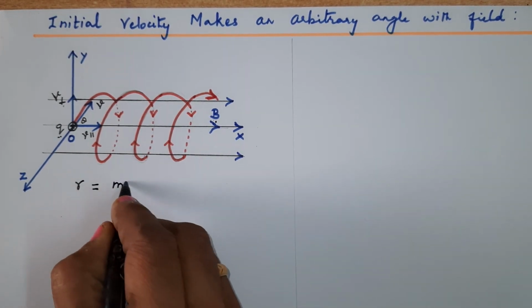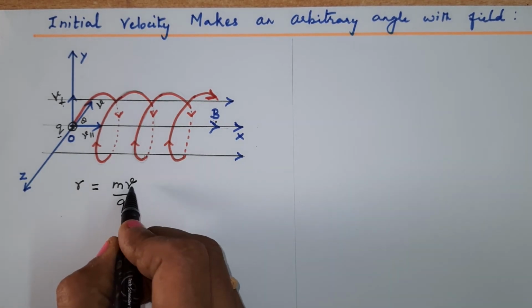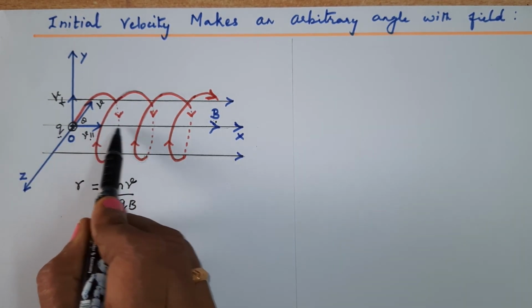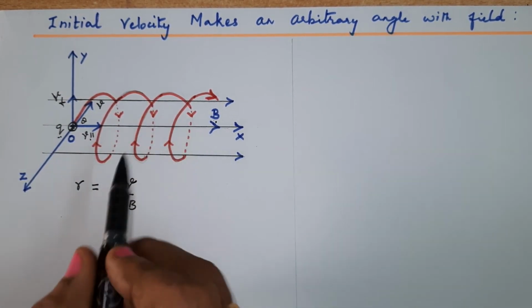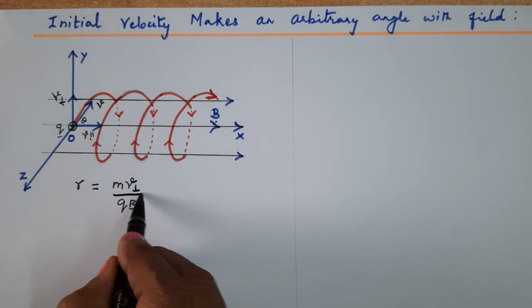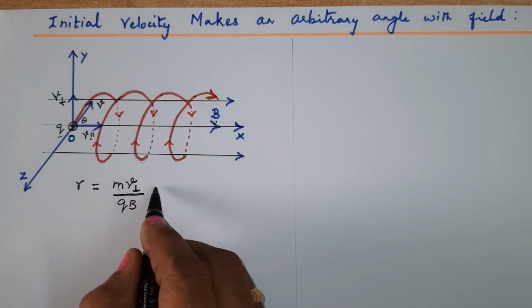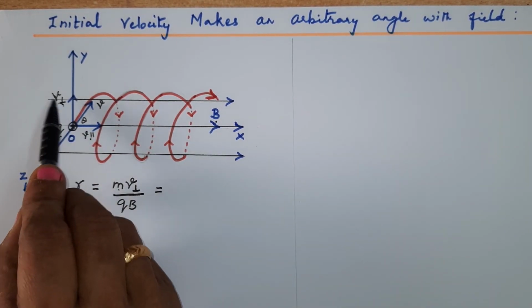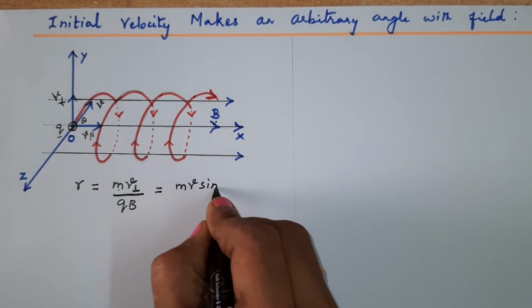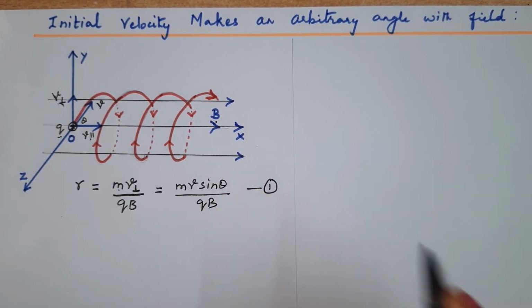We have already discussed this formula: mv upon qB is the formula. The force is due to the perpendicular component, since the parallel component is in the same direction as the velocity component. Therefore, we write V perpendicular in place of V in the formula for radius. This is m times V perpendicular upon qB, and V perpendicular is nothing but V sin theta, and the parallel component is V cos theta. So we rearrange this formula: m V sin theta upon qB. This is the formula for the radius of the path.